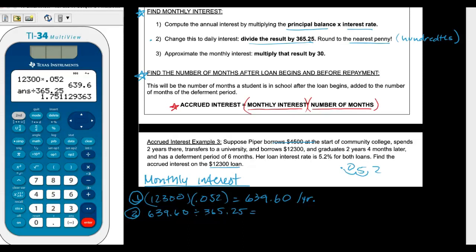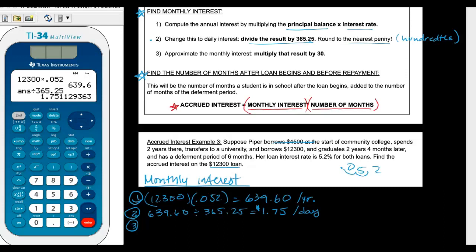Okay, and at this number, I'm going to want to round to the nearest cent. So that's 2 numbers after the decimal place. So $1.75, and this would be per day. That's the daily amount of interest charged to the student. And then I'm going to want to find the monthly interest. That's my goal all along.